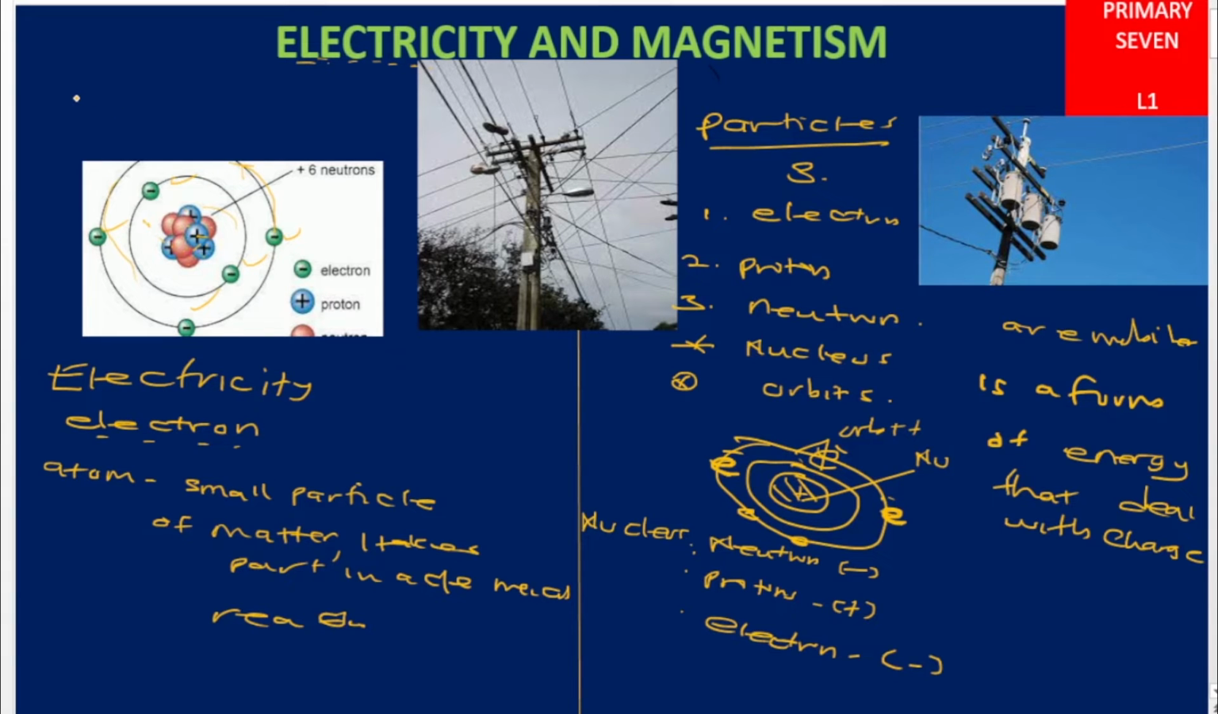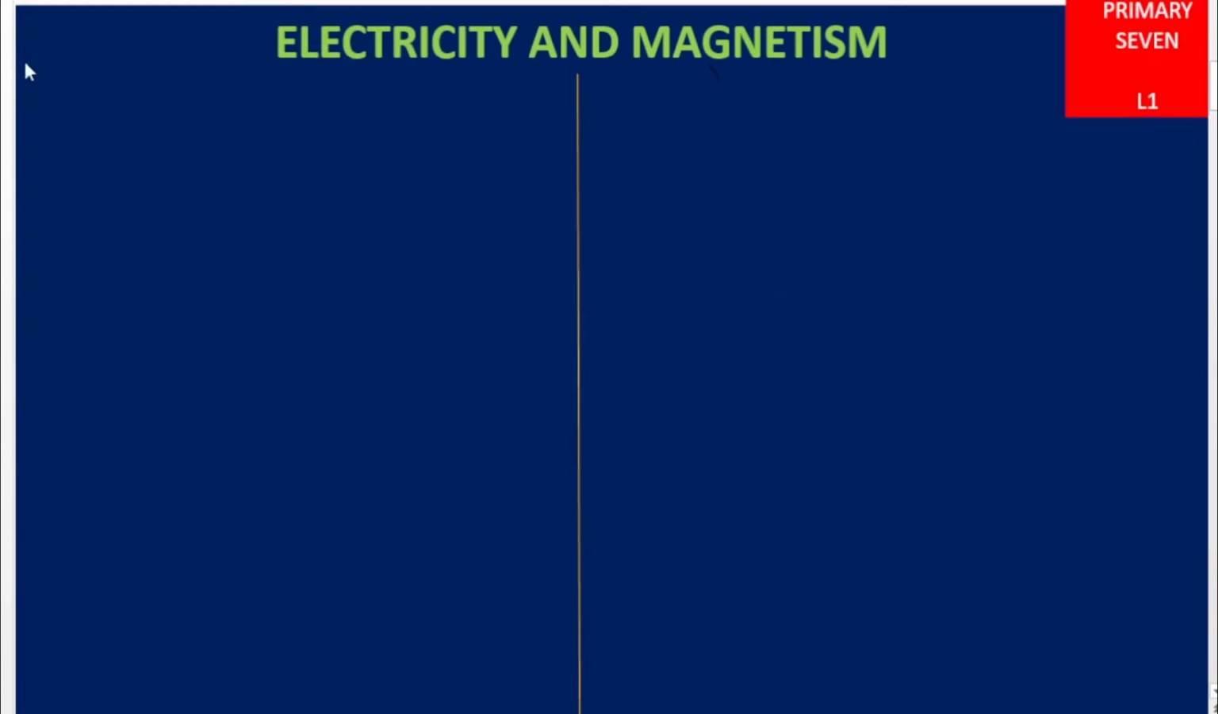So, my dear student, my dear candidate, they will ask you to define electricity. Electricity is a form of energy that deals with the charges. Then they tell you to name the charges. We have seen there are electrons, protons, and the neutrons. Protons are positive charges, electrons are negative charges, and the neutrons are uncharged. So that is what we call electricity.